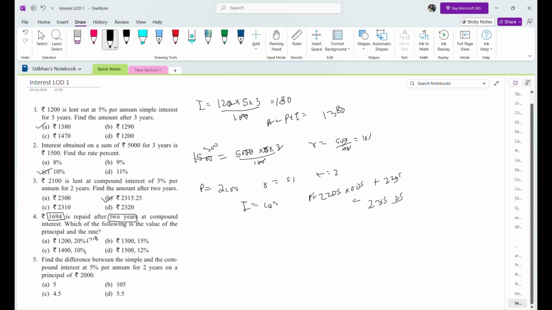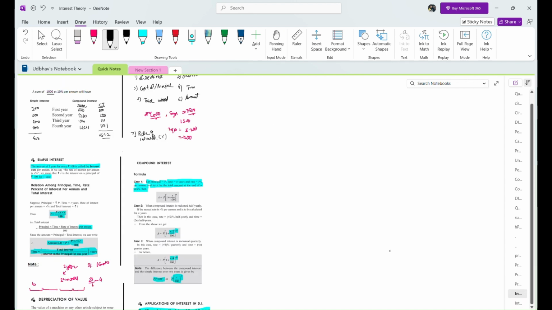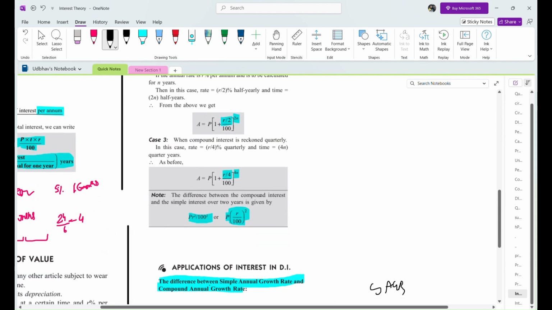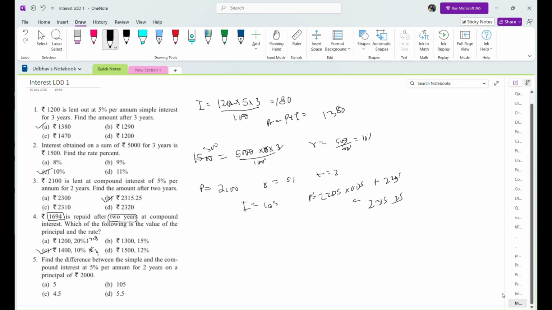1694, yeah, 1694. Here we are getting 1694. Find the difference between the simple and the compound interest at 5% per annum for 2 years on a principal of 2000. So this is directly based on the formula that I told you. The difference between the compound interest and the simple interest over 2 years is given by P R upon 100 whole square.